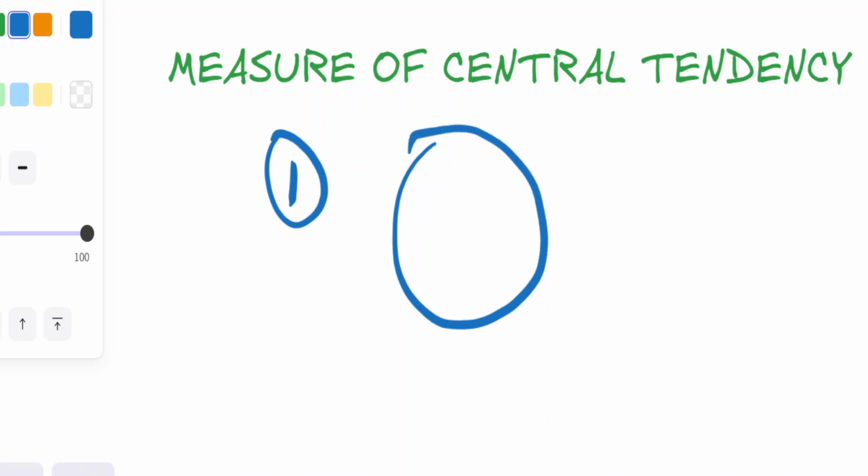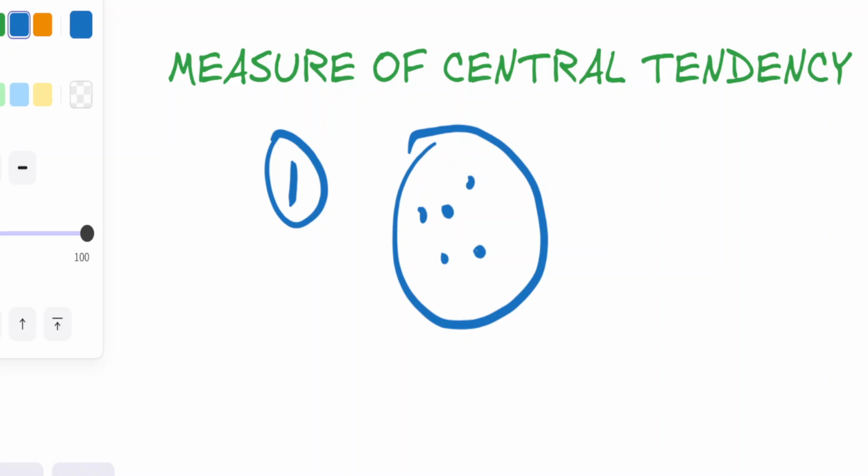Measures of central tendency is basically a single value which represents an entire set of data. Measures of central tendency will give you one single value which will represent the complete scenario. Okay, let's take an example.